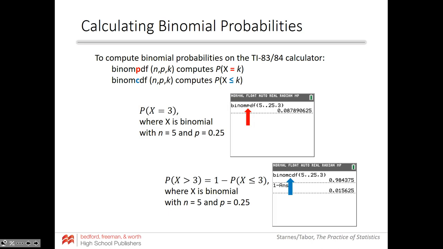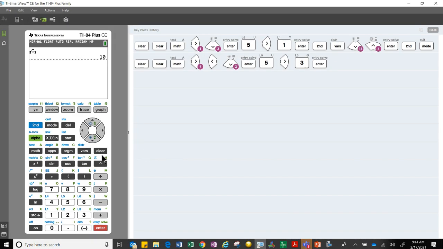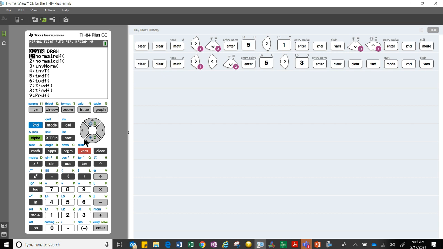Let me real fast bring my calculator back over for one quick second and show you on here where those menu options are. Remember, distribution is on top of var, so I have to hit second. I start on the home screen, I hit second, vars or distribution, and here was my normal PDF, normal CDF, right? Just as a quick reminder from chapter 2, but remember, we're not dealing with normal distributions, we're dealing with binomial distribution, so I have to scroll way down on my calculator, but here I have binomPDF, binomCDF.